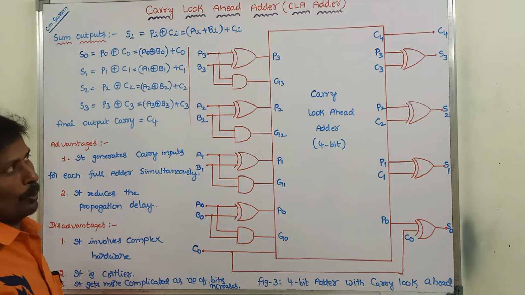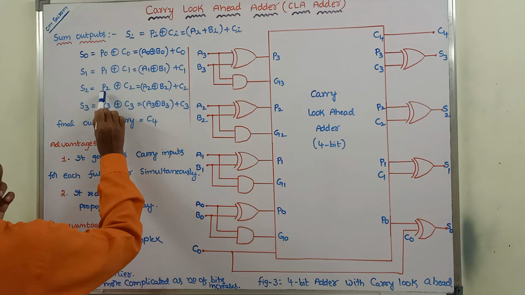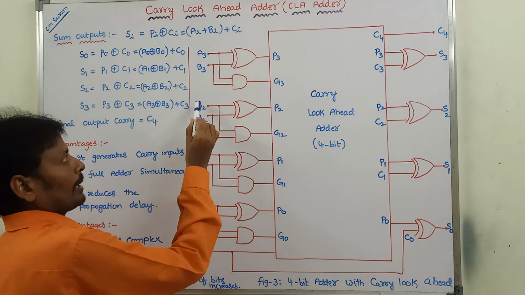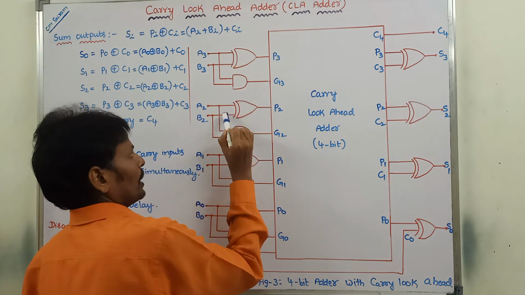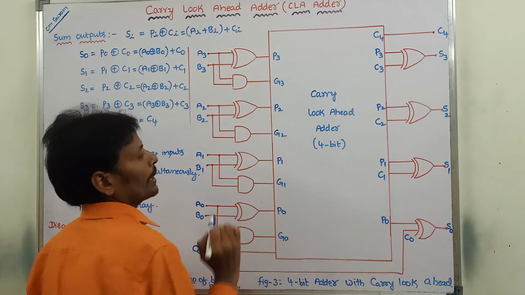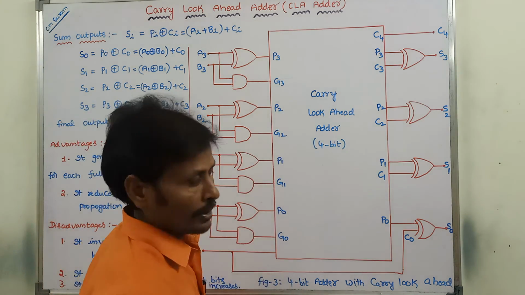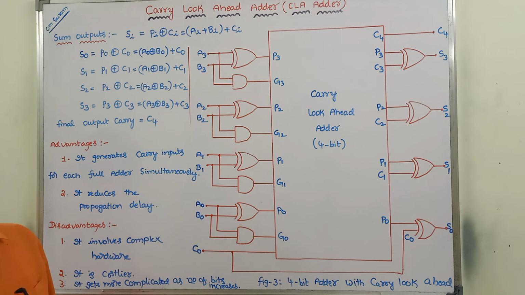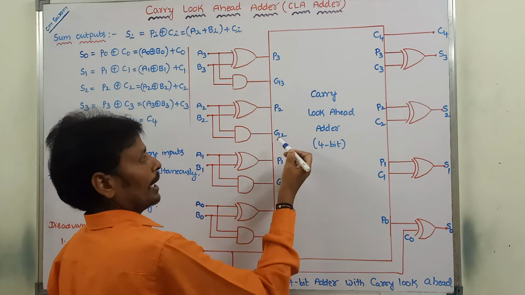So what is the P2 value? P2 is nothing but A2 exclusive OR B2. Here A2 and B2 are the two inputs applied to a two-input exclusive OR gate. Then we are getting the output A2 exclusive OR B2, that is nothing but P2. Then A2, B2 inputs are applied to a two-input AND gate. The output is A2 into B2, that becomes G2.